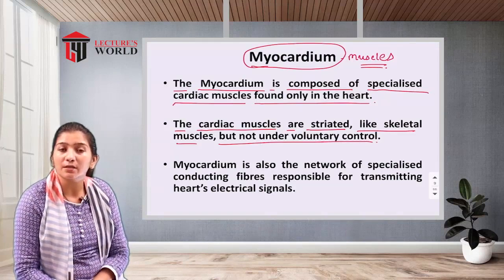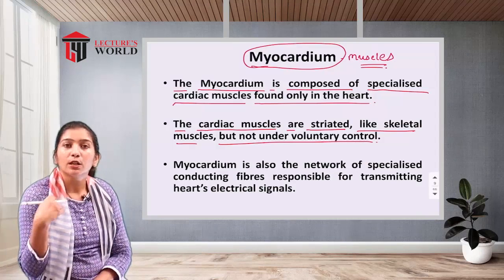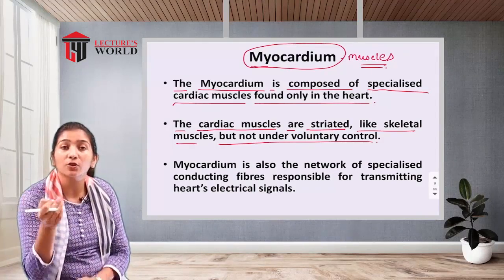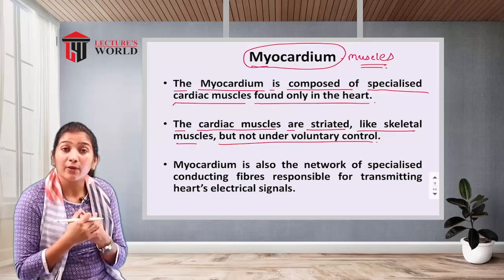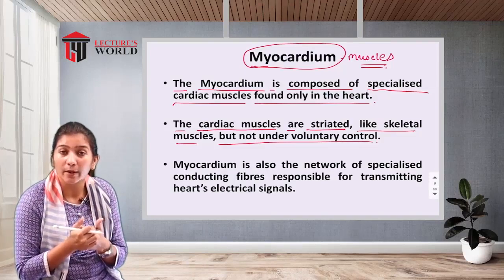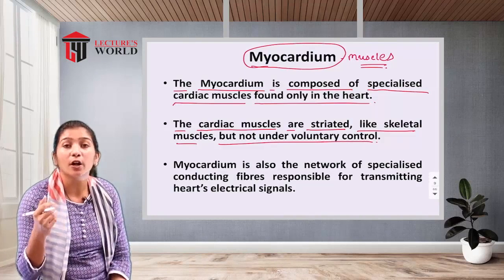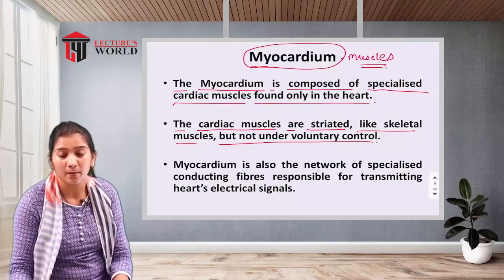It is a striated muscle, but it is not under voluntary control. Skeletal muscles are in our voluntary control. Suppose I want to raise my hand, that's in my control. But if I want to stop the heart, that is not under my control, because the heart muscles are involuntary muscles. We cannot control heart muscles like the other skeletal muscles.